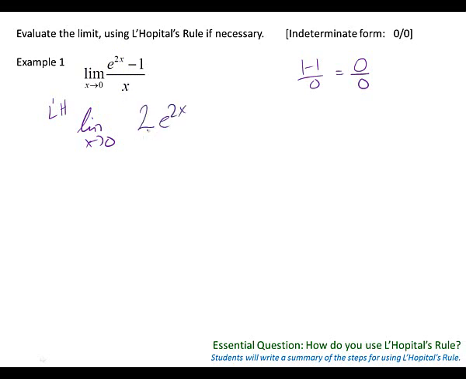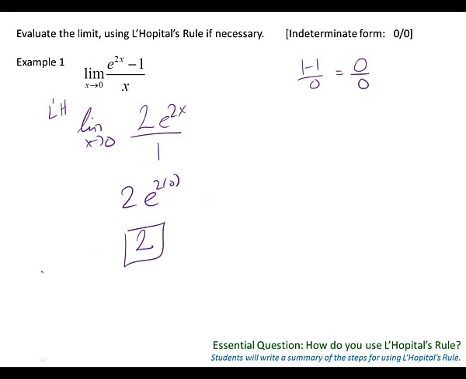The 2. Good. And then what's the derivative of the x? 1. So now I'm going to try to do direct substitution on it again and plug in. So if I plug a 0 in, what's 2 times 0? 0. E to the 0 is 1. 1 times 2 is 2, so it worked this time. So the limit of that is 2.